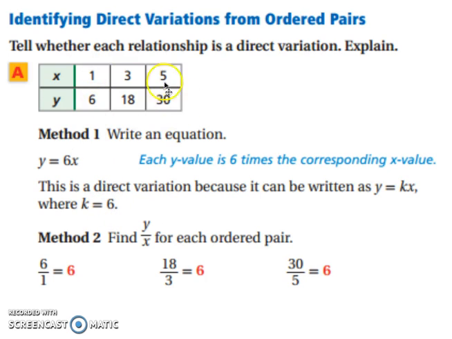Well, what if it wasn't as nice to find? You can use method 2. Simply take each of your y's and divide it by x. So y divided by x is 6, y divided by x is 6, and y divided by x is 6. So each of them are the same, so therefore it is a direct variation. Take a moment and pause the video and try this next one on your own.